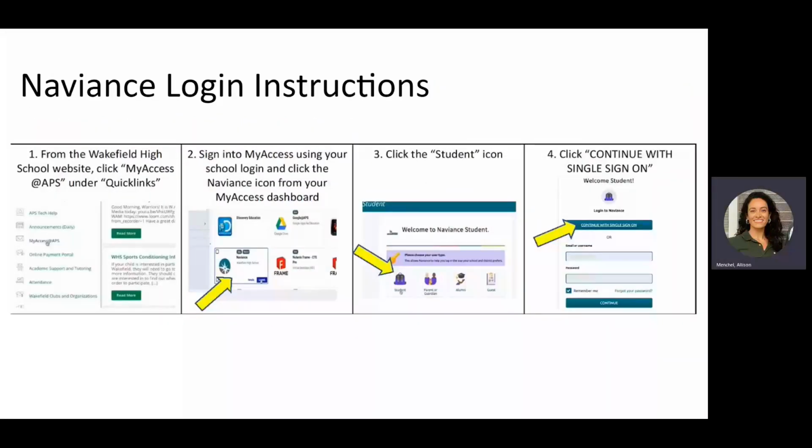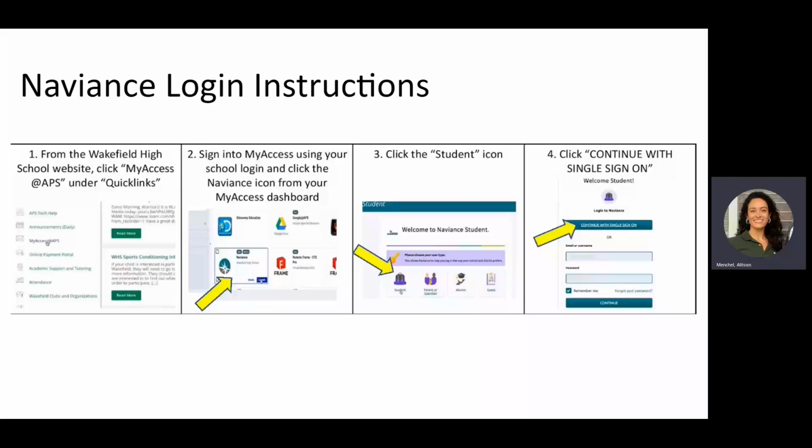Okay, so in order to access your Naviance account, which is where you're going to select your courses, you can log in through your My Access site, which is your APS portal, or you can go to the Wakefield High School website, and on the left side of the page, under Quick Links, you'll see the My Access at APS link. That's another way to get to your portal.